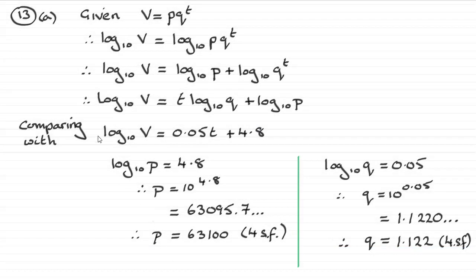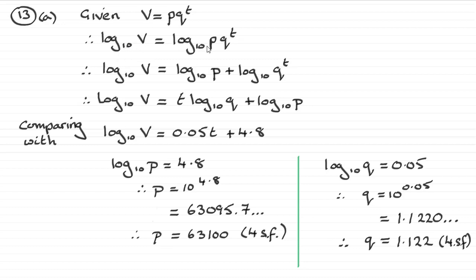So with this question, 13a, we're given this equation here, v equals p times q to the power t, and asked to compare it when we use logs to this equation and work out the values of p and q. So you've got to be familiar with your log rules here. So what we do is we log both sides to base 10. So you can see I've done that.